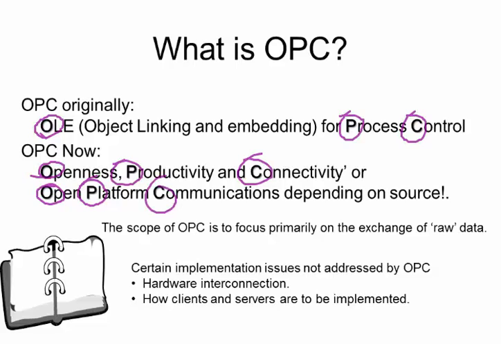So the scope of it is all about exchanging raw data between systems. OPC does not address hardware interconnections, and it does not address how clients and servers are actually written and implemented. OPC is about the comms between them. That's what it is as a standard. It's all about the comms.